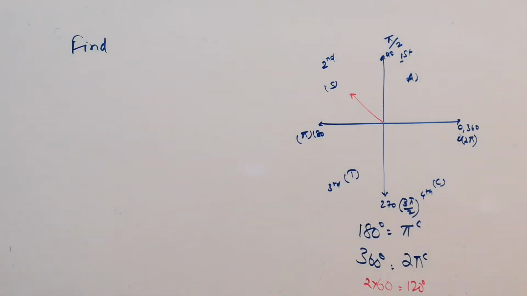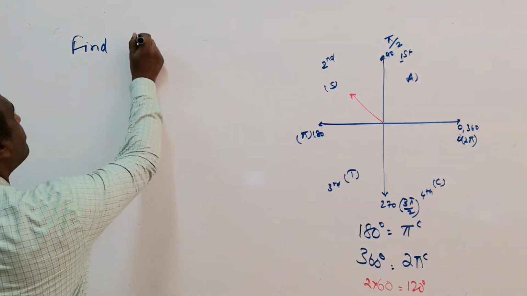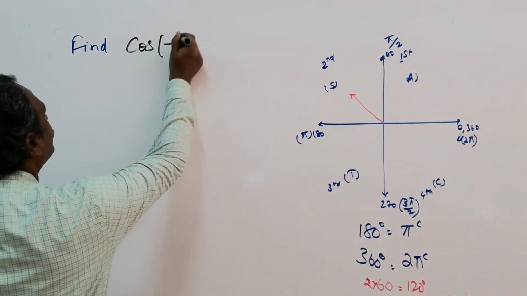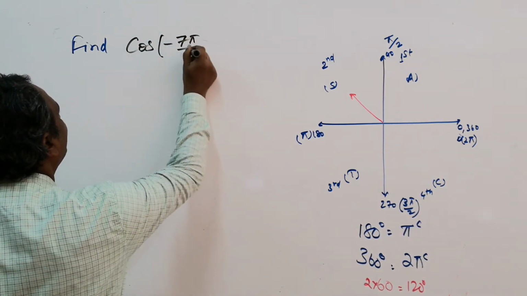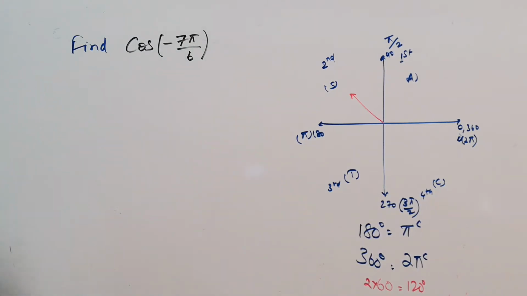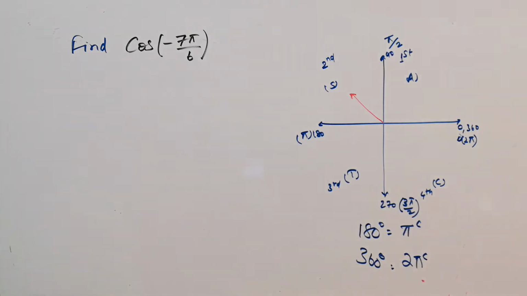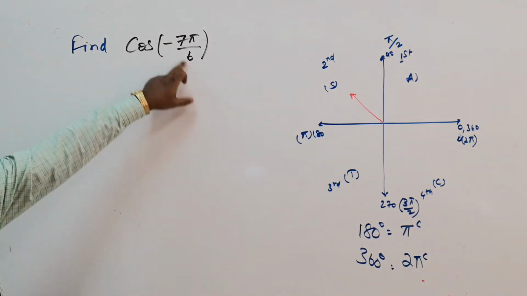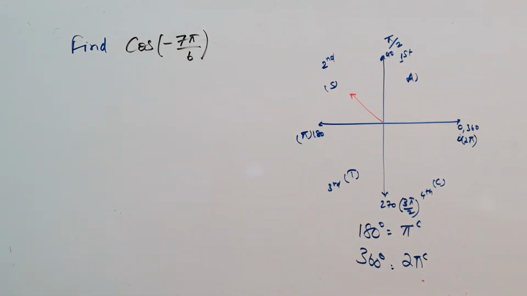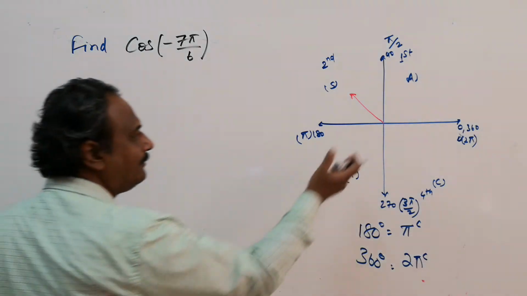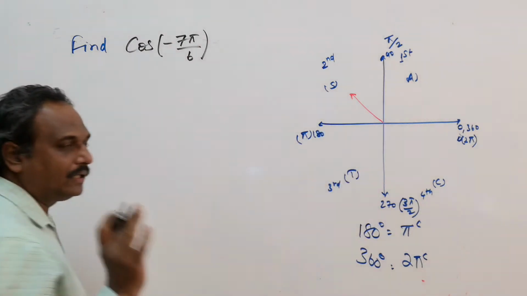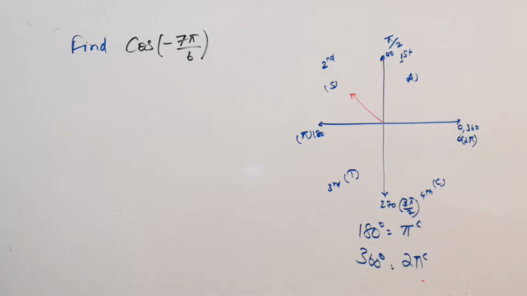I want to find the value of cos minus 7 pi by 6. Roughly, we can say pi by 6 is 30. So 7 into 30 is 210, which will be in the third quadrant. This is the evaluation idea.